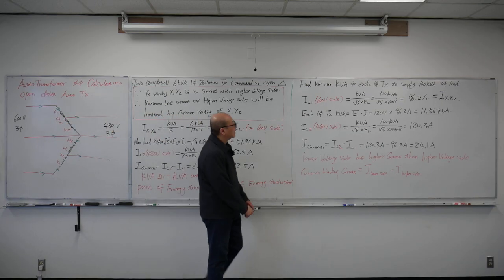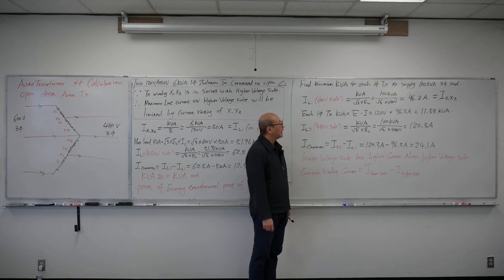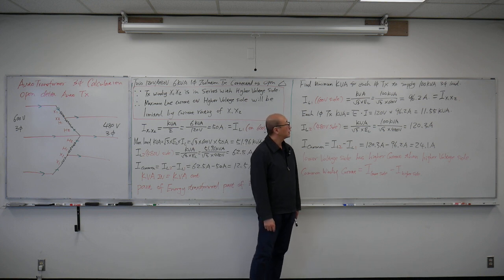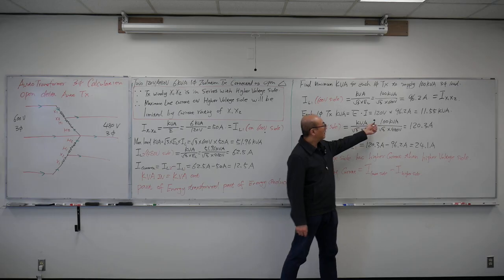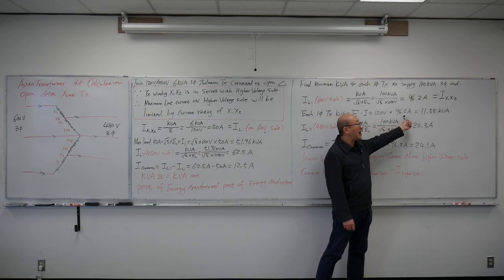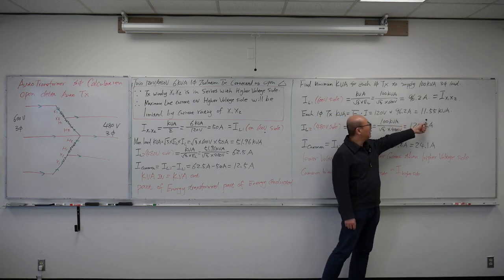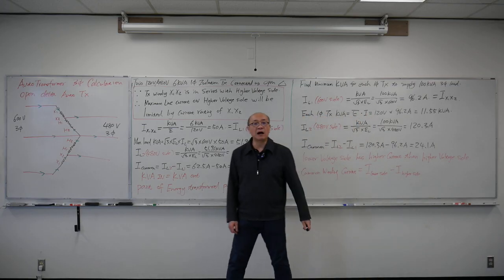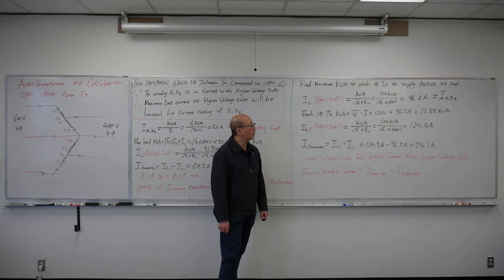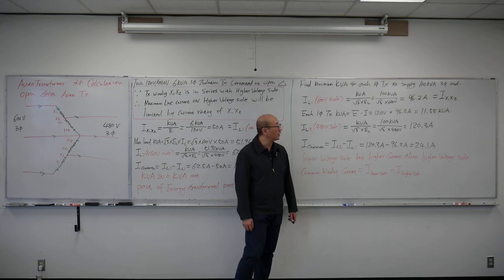So if I know that the X1, X2 winding has to handle that much current, then I know the transformer's kVA will be the voltage for that winding times the current for that winding. I require 11.55 kVA of transformer rating to handle that 100 kVA of load.